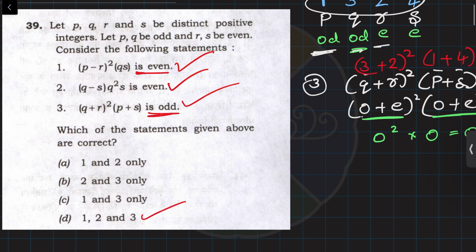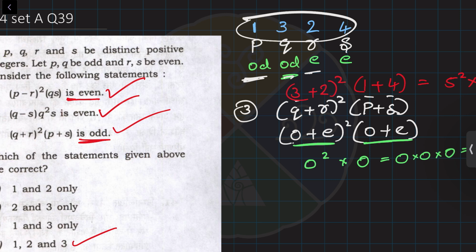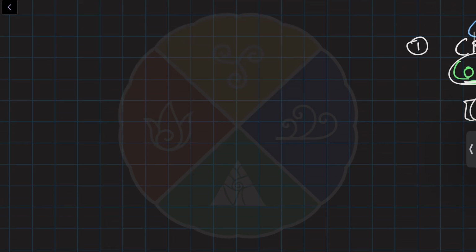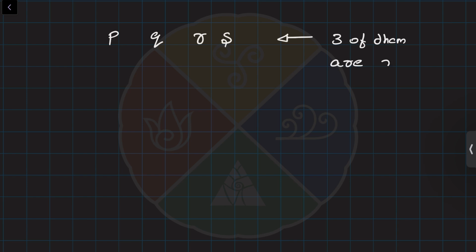The question which came in 2023 is much more interesting than this, because there they don't say exactly which one of these values is going to be even or odd. For example, I'll make a question for your practice in the line of 2023. P, Q, R, S: four integers are there. What I'm going to tell you is that three of them are odd. I never told you which three of them are odd. Any three of them, some three of them are odd.